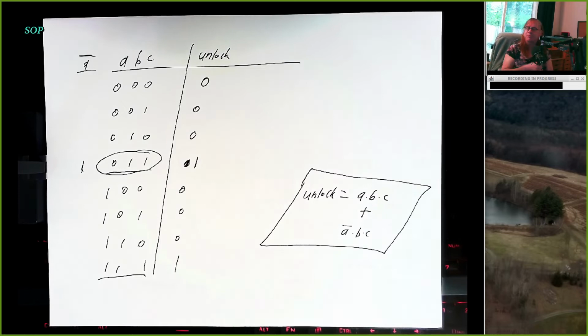And we'll work with sum of products a lot, and that'll be the main thing we use in this course, but we'll also talk about a dual to that, which is called a product of sums, where we look at the zeros instead of the ones.